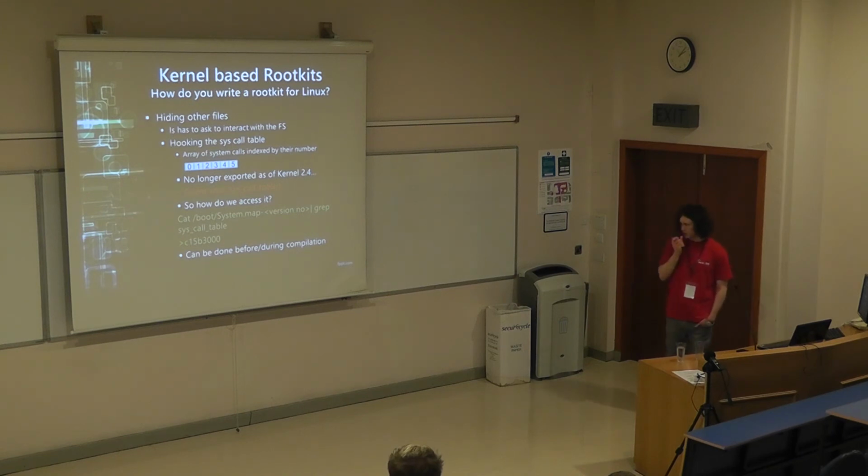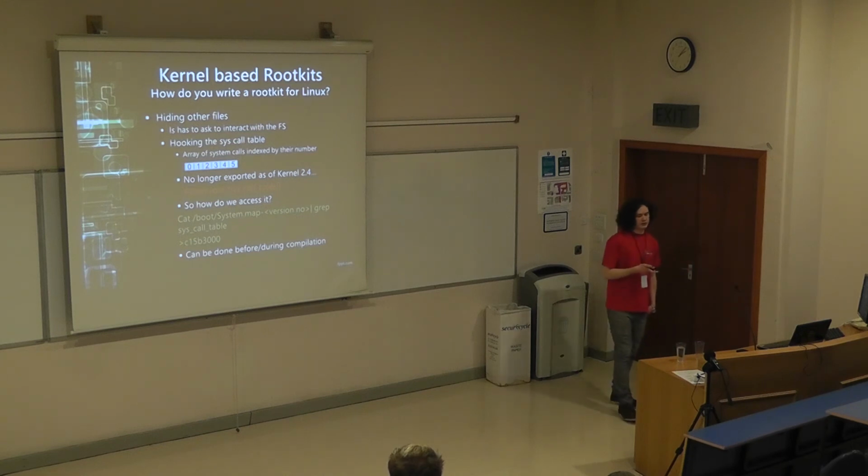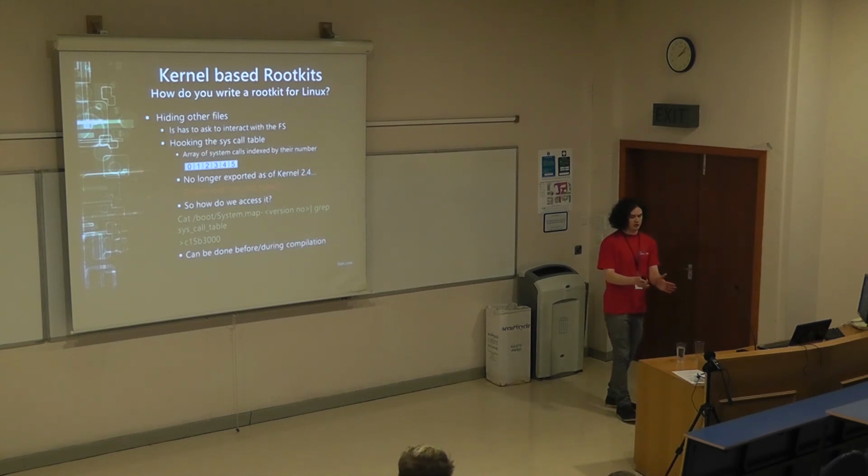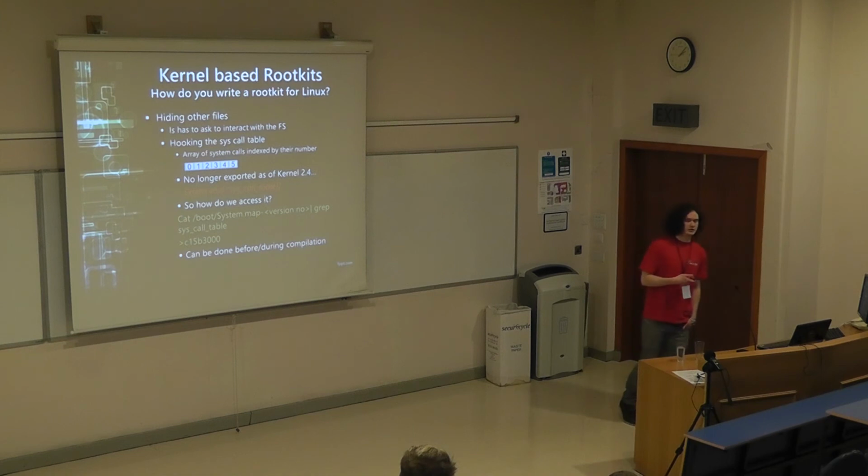Really basic command, basically just concatenate the file and then grep it for the syscall table. And that's the memory address that the system call table exists at. Now, you can either do this like I've done and then put it into your kernel module and say this is where the system call table is, or you can do it dynamically during compilation. Again, it's just a script that will do it.